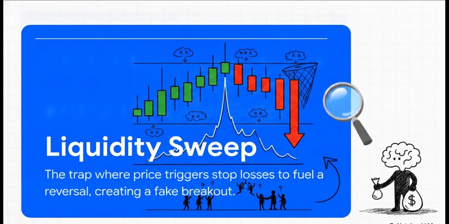Fundamentally, the liquidity sweep is the trap. This is exactly where price runs just above a previous high, or maybe just below a previous low, specifically to trigger a cluster of stop losses. Now to the untrained eye, it looks like a massive breakout. Retail traders get super eager and jump right in, but smart money is literally just snatching up that liquidity to fuel a violent reversal in the complete opposite direction. It's a classic fake out.